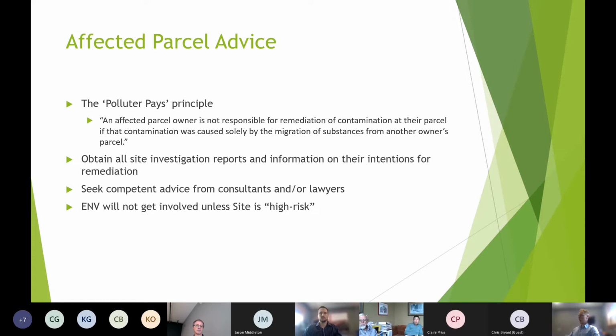We often get questions regarding the ministry's role in these situations, and the long and short of it is they do not get involved unless the site is considered high risk, and as we just talked about, that's pretty rare. The ministry encourages both parties to work together and determine a suitable resolution.